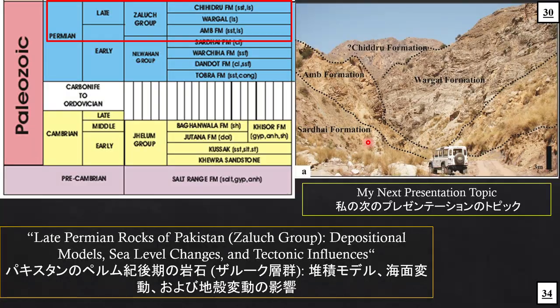So in the next lesson we will cover the Wargal and Chidru formations, which are the carbonate succession deposited in the greenhouse.